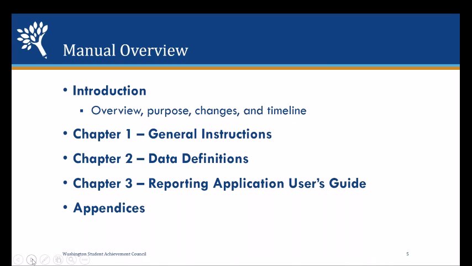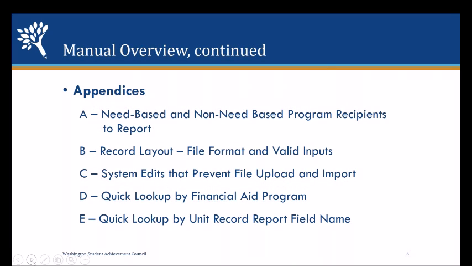In the manual, you have your introduction, and actually it's a really good place to start because any changes to the manual are listed here. It'll give you a quick overview of any changes that have occurred, what we're looking for, changes, timelines, etc. And then you've got your general instructions in Chapter 1, data definitions in Chapter 2, and Chapter 3 is the reporting application user's guide. From my perspective, the most important part of the manual are the appendices.